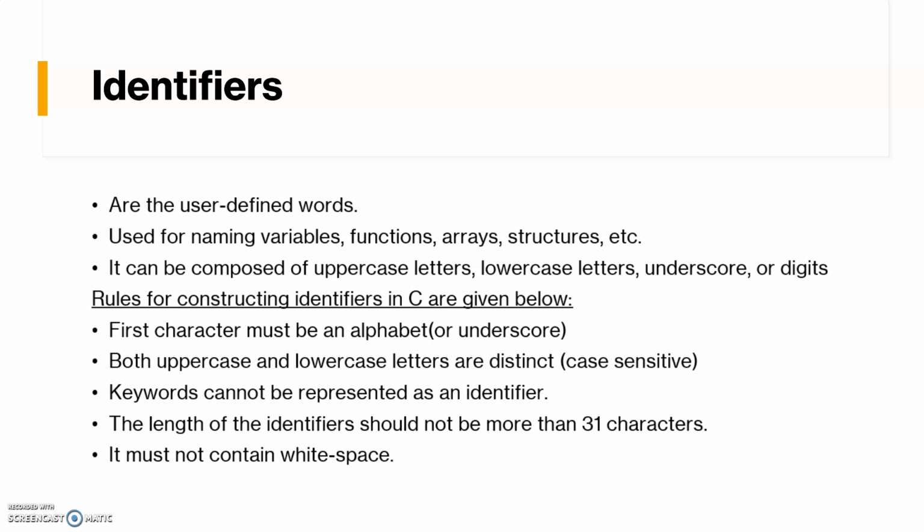So by keeping these points in mind, we can define any identifier. First letter should be an alphabet or underscore, but uppercase and lowercase letters are different. Keywords cannot be used as your identifier, and the length of an identifier should not be more than 31 characters, and you should not use white spaces.